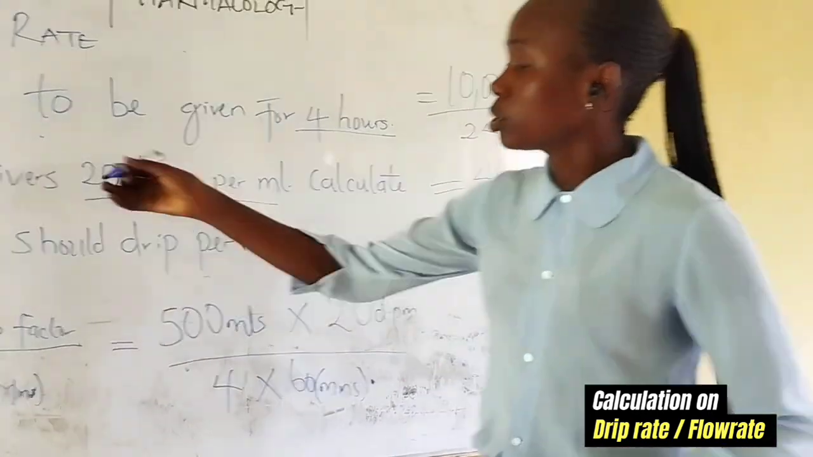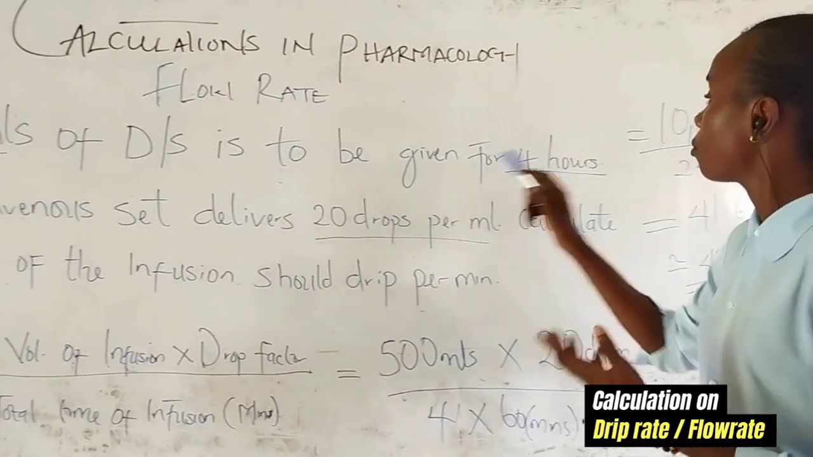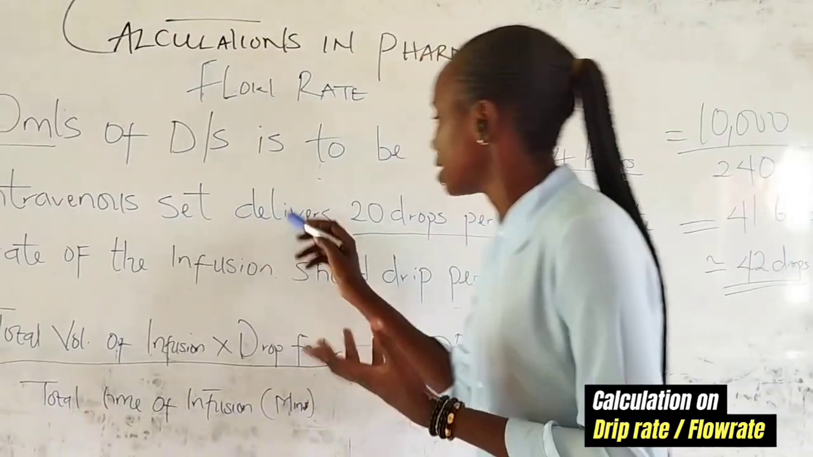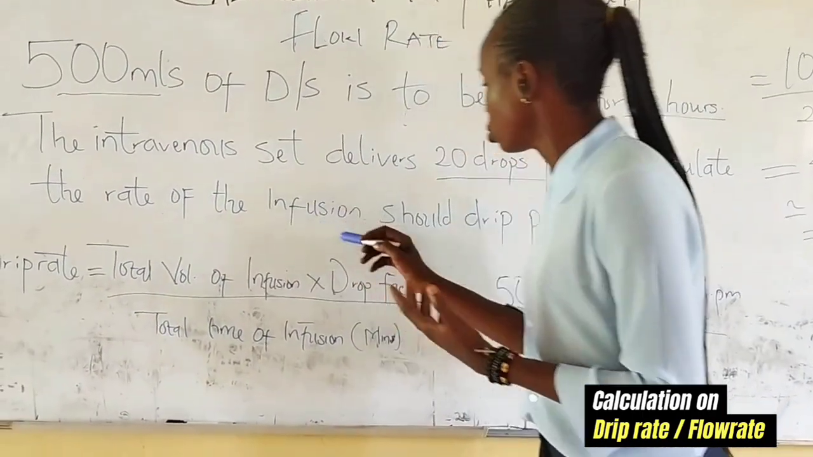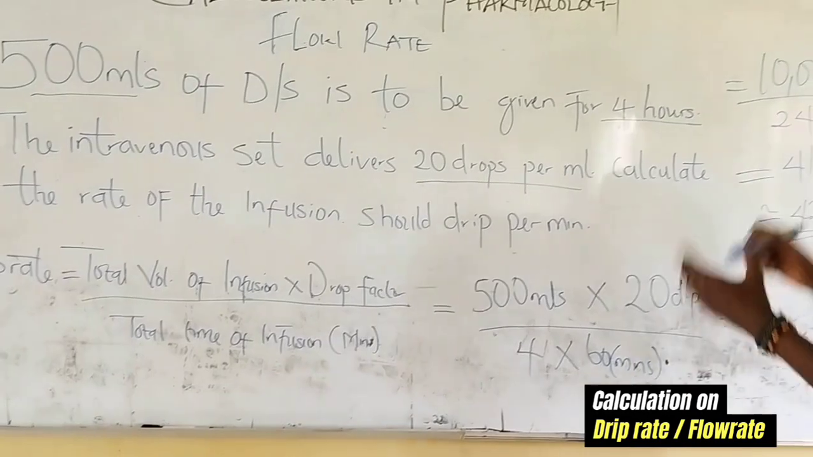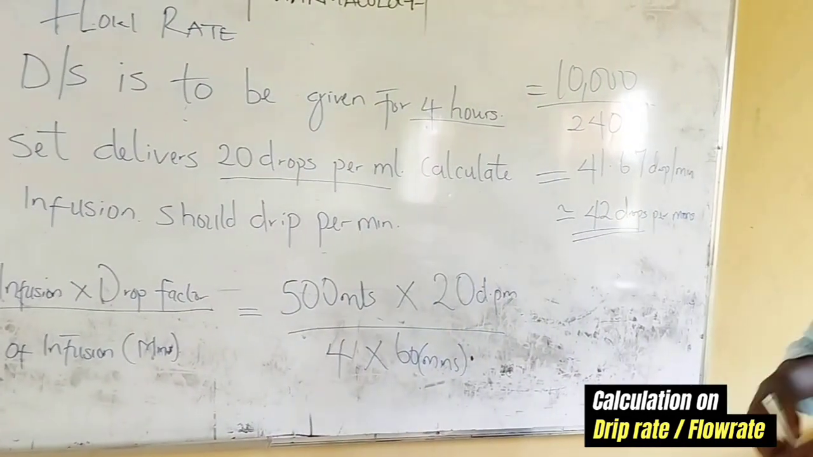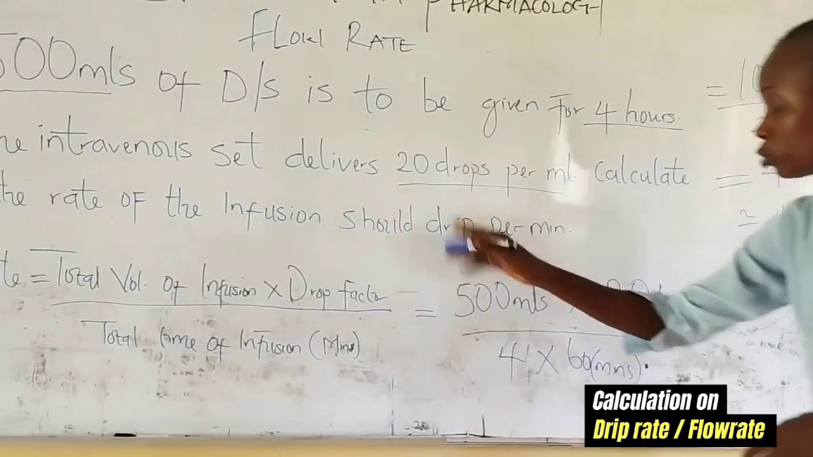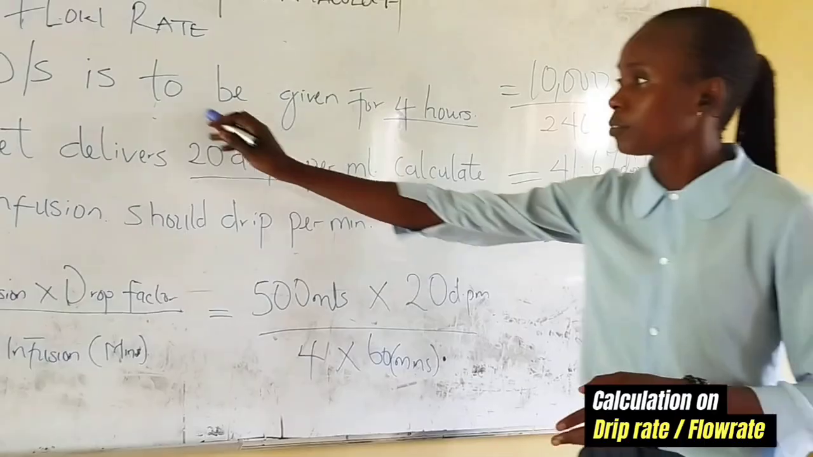So with the question given, which is 500 mils of dextrose saline to be given for 4 hours, the intravenous set delivers 20 drops per mil. Calculate the rate of the infusion to drop per minute. The answer for that will be 42 drops per minute. So the rate of infusion will drop 42 drops per minute. So that is that for this question.